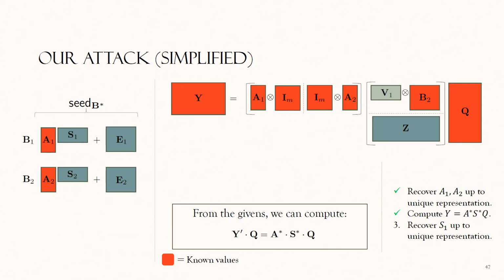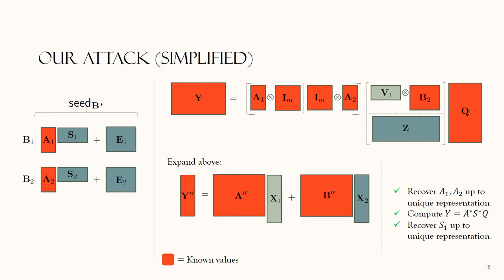Well, here's the equation written up again. Here you have Y, you know A star, which is this block matrix. And then you have S star and Z, where here I'm just smashing S1 tensor E1 together, and you know Q. So what are you going to do? You're going to rewrite this equation simply as Y double prime equals A double prime times X1, where X1 is just V1 in a vector format, plus B double prime times X2, where X2 is Z in a vector format.